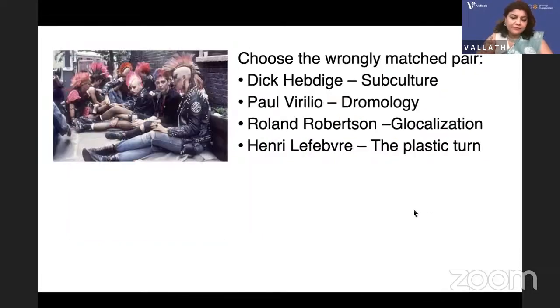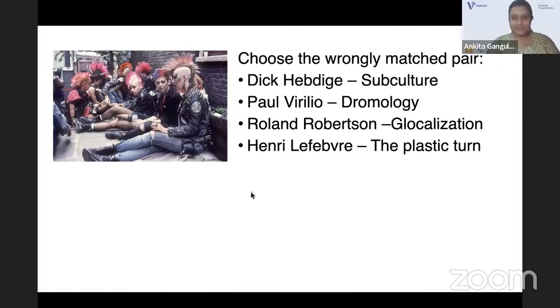Okay. So choose the wrongly matched pair. Here we have to match the correct concept with its propounder. Dick Hebdige, subculture; Paul Virilio, dromology; Roland Robertson, glocalization; and lastly, Henri Lefebvre, the plastic turn. One of the concepts has been wrongly matched with its propounder. Henri Lefebvre is a theorist of space. Why would he talk about the plastic turn? I think all the others are correct.